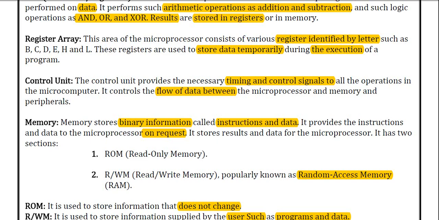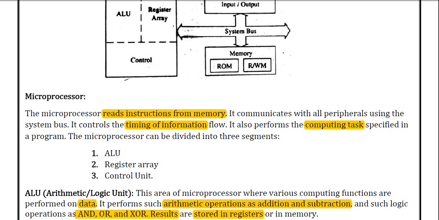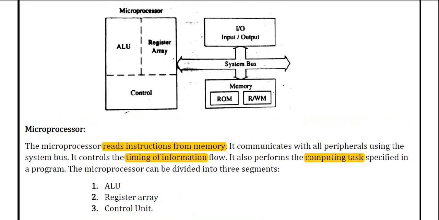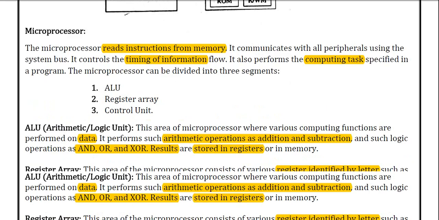The control unit provides the necessary timing and control signals to all the operations in the microcomputer. It controls the flow of data between the microprocessor, the memory, and the peripheral section. That means in this diagram, the control unit can control the flow of data by the system data bus to the input-output device, memory, and the microprocessor section. The control unit controls the flow of data.